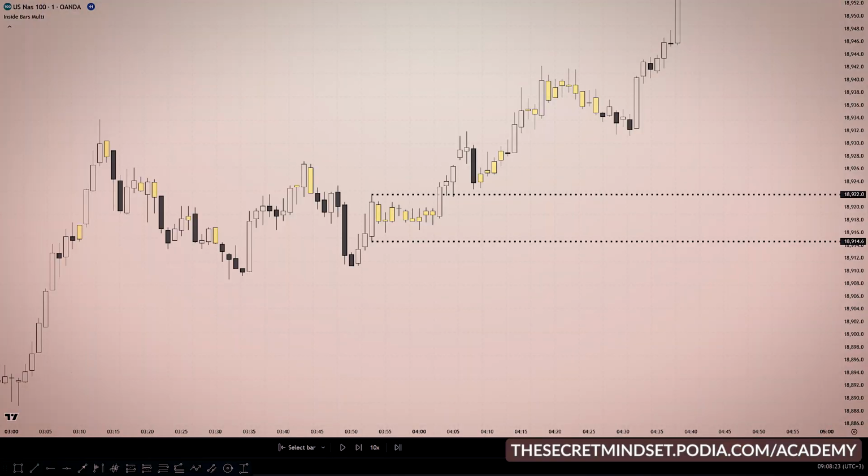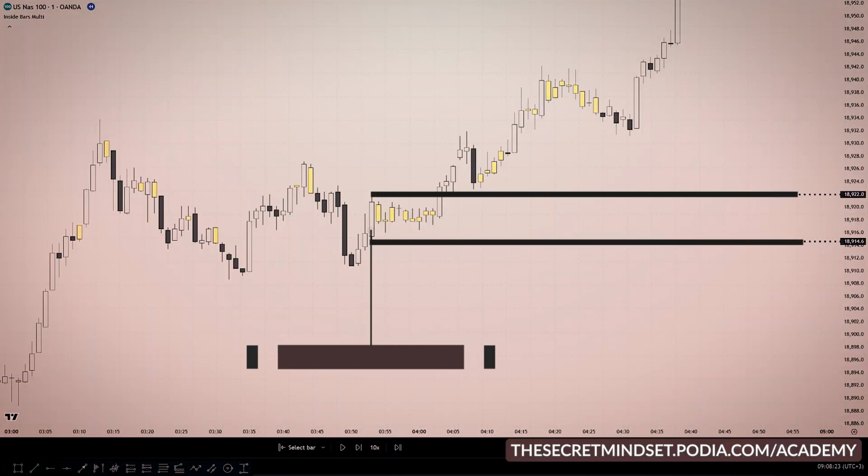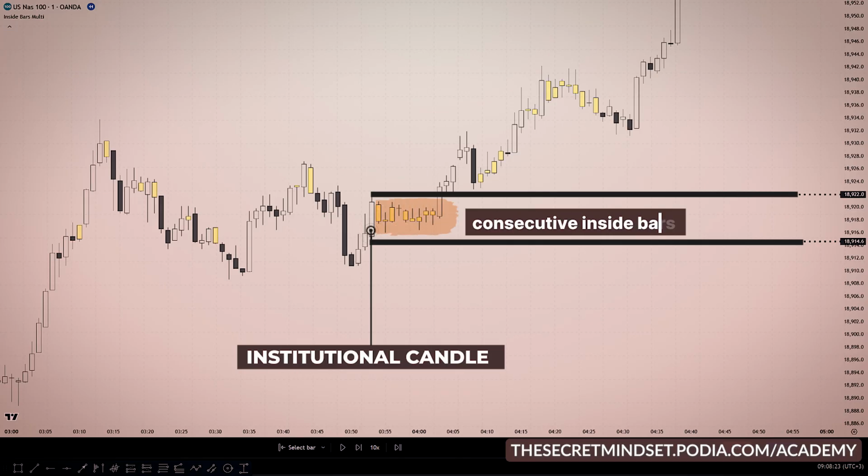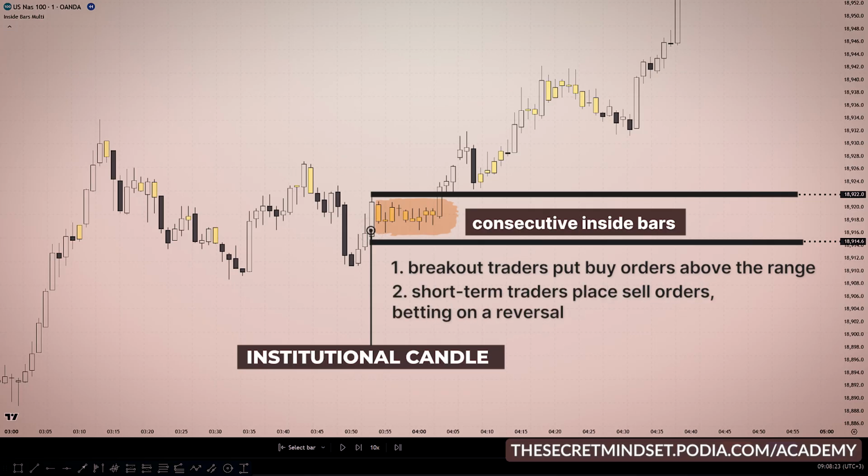The contraction phase also serves another purpose for smart money. It creates a zone where other traders place their orders. Breakout traders put buy orders above the range, thinking they'll catch the move when it starts. Short-term traders might place sell orders, betting on a reversal. Smart money sees all these orders as potential fuel for the next move.